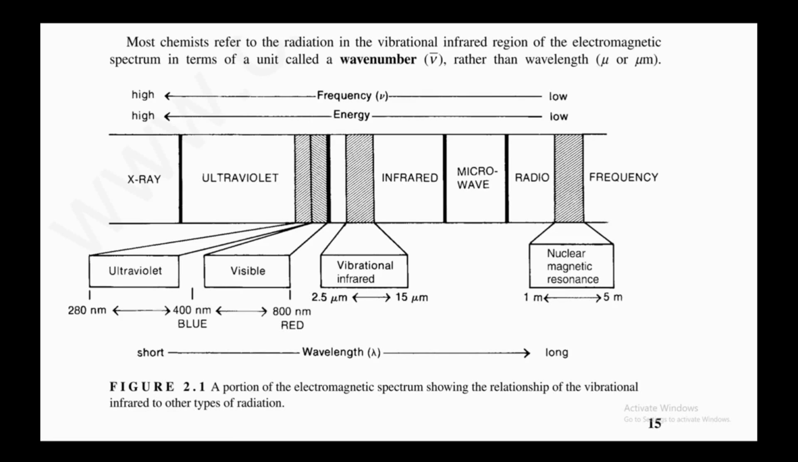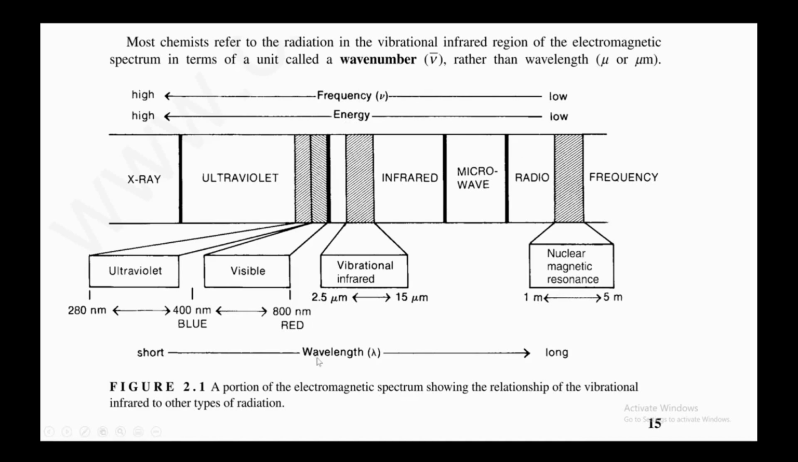Keep in mind that the relationship between wavelength and frequency is inverse. They are opposite in relationship. What does it mean? If we have a higher wavelength, then we have a low frequency, and if we have a low wavelength, then we have a higher frequency. So the wavelength on the left-hand side is short and the frequency is high, and the wavelength is long on the right-hand side and the frequency is low.